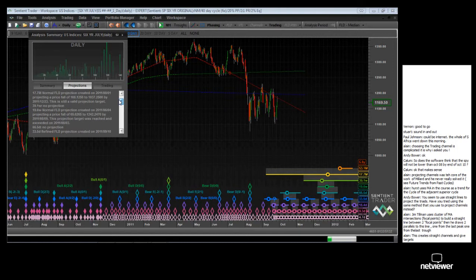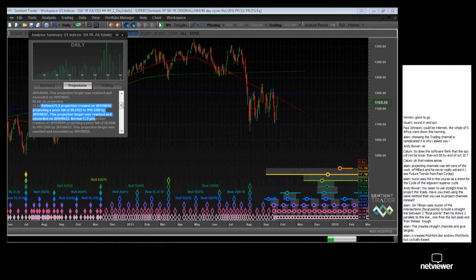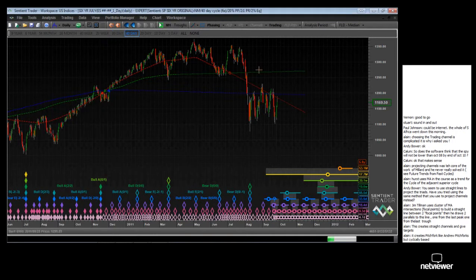And if you have a look at your analysis summary panel, and you have a look at your projections and your projection targets, you will see things like refined FLD projection created on the 10th of September, projecting a price fall to 1100 and all that kind of business. Okay, so you can read all about it there. That is what refined FLD projections are, the triad lines projecting forward.